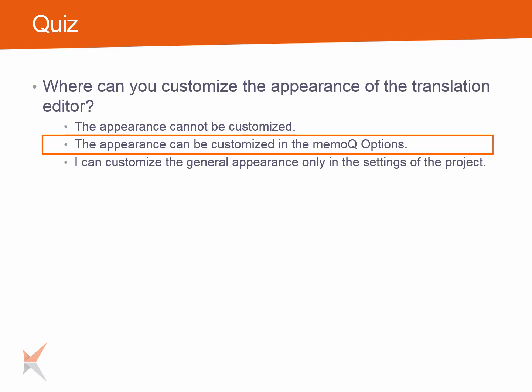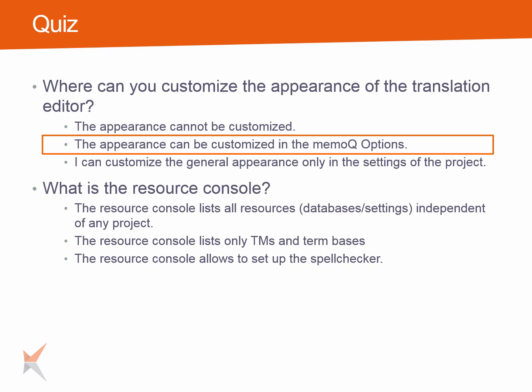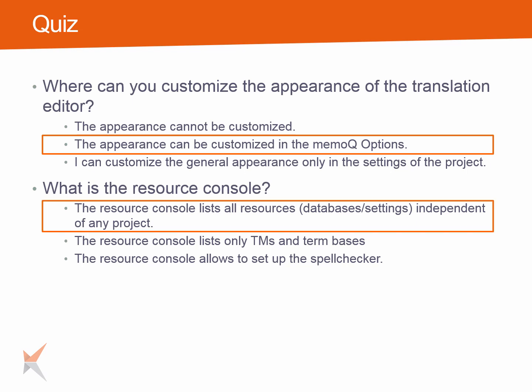Second question. What is the resource console? The possible answers are: the resource console lists all resources, databases, settings, independent of any project. The resource console lists only TMs and term bases, or the resource console allows you to set up the spell checker. The correct answer is: the resource console lists all resources, databases, settings, independent of any project.